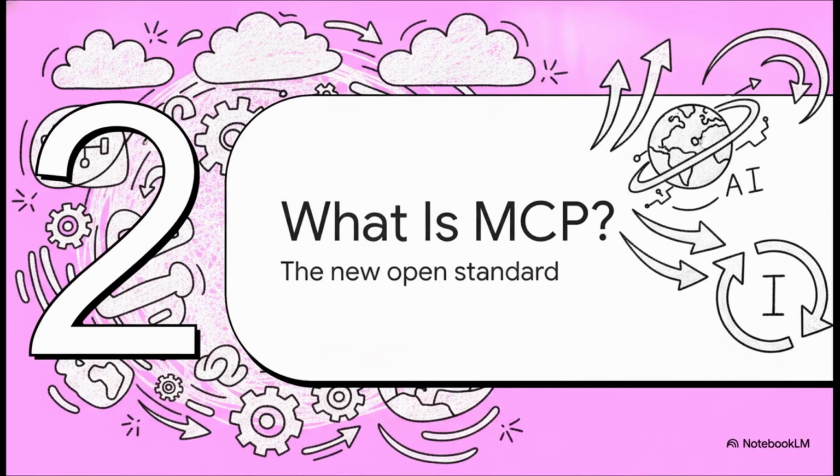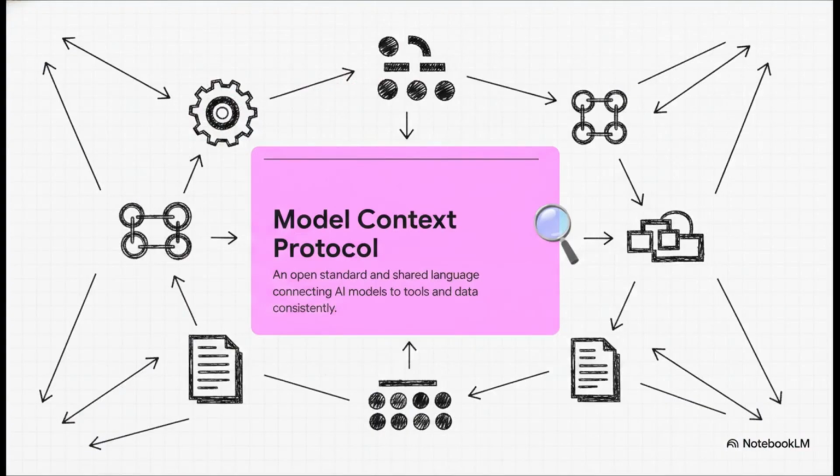Which brings us to Section 2. What is MCP, the new open standard that changes the game? To solve this massive roadblock, Anthropic created a powerful new paradigm called the Model Context Protocol, or MCP. And what's wild is that it is rapidly being adopted across the entire industry. Basically, MCP is an open standard. It acts as a shared language for connecting models to tools, data, and context in a highly consistent, structured way.